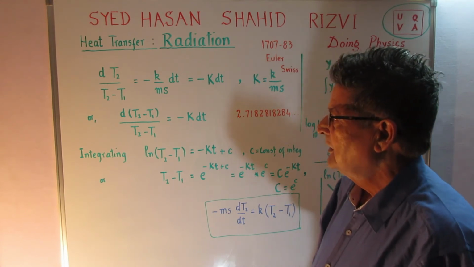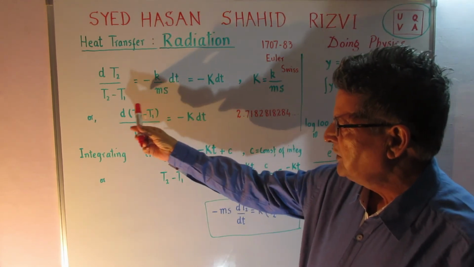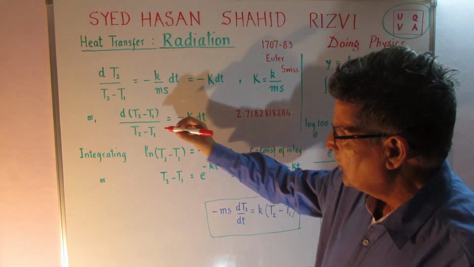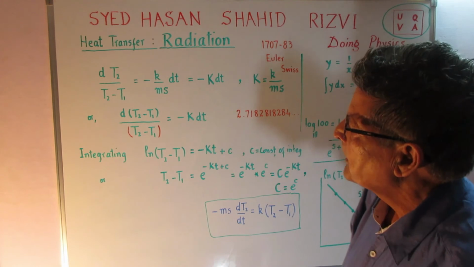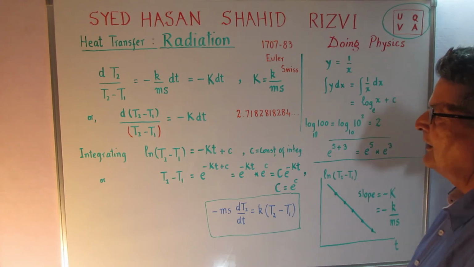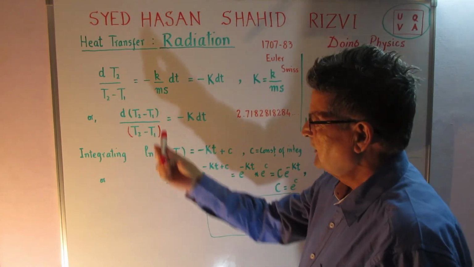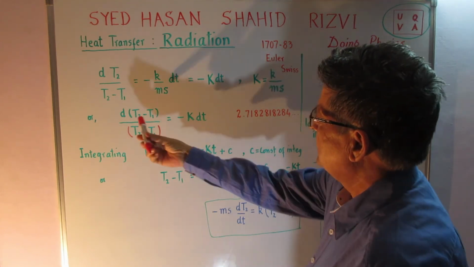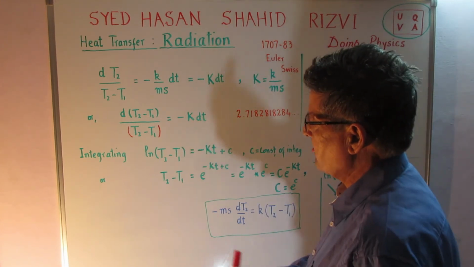The reason is that I can take this T1 to be a constant. So the change in the value of T2 minus T1 will be the same as the change in the value of T2. If so, then I have dy upon y, dx upon x, and minus k dt.